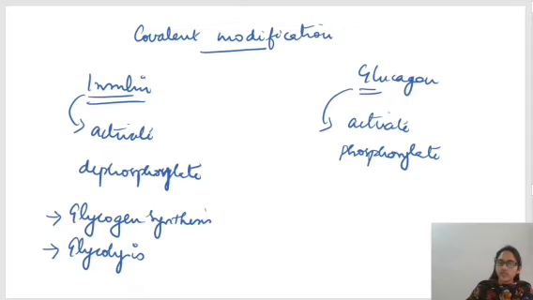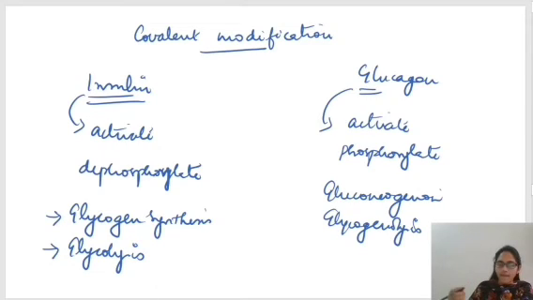What are the pathways which are stimulated by glucagon? They are gluconeogenesis and glycogenolysis. So these two pathways are stimulated by glucagon. The enzymes of these two pathways will be active in the phosphorylated state, and that phosphorylation is being induced by the glucagon. So some enzymes are activated in the phosphorylated state, some enzymes are active in the dephosphorylated state. So the hormones which will be regulating them also will be different.